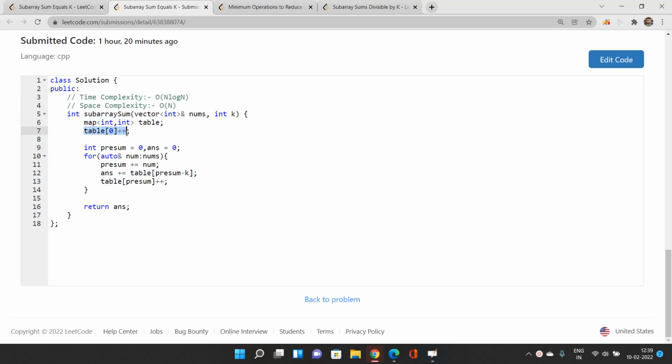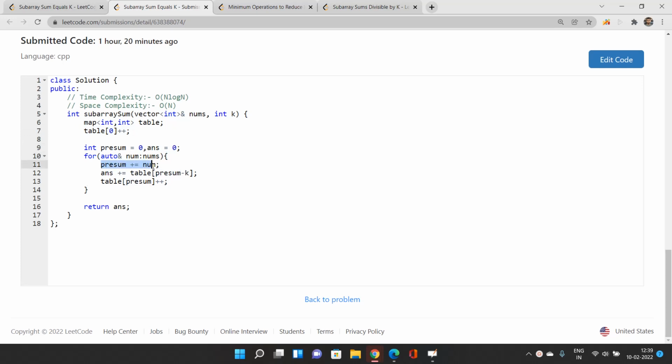I will increment the value 0 by 1, because if you're calculating for the current index, the required subarray can be a prefix of the original array. That is why we are going to increment it by 1. So the prefix sum starts with 0 and the answer is 0.